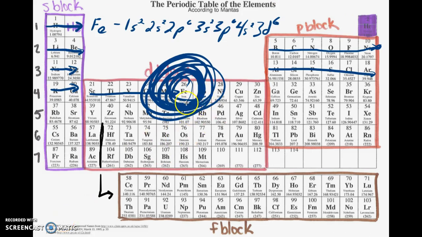Now, the short form. Do you remember how to do the short form? So what are we looking for? You go to the closest noble gas. You have to go back one. It's the last noble gas that you passed. So you're talking about argon. Argon is the last noble gas in this case, so you'd write argon in brackets to signify that. And then from there, you would just do 4s2, 3d6.